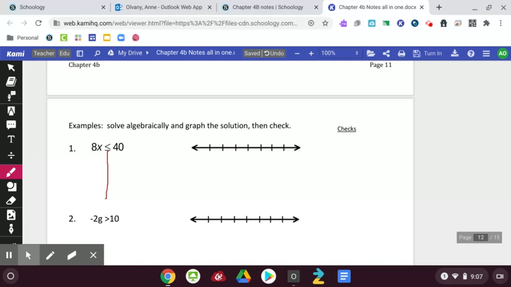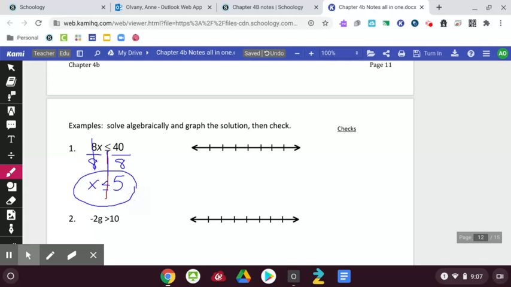X is not alone because it's being multiplied by 8. The opposite of multiply is divide. So we're going to divide both sides by 8 so that we have 1x left here. We don't have an equal sign, so we have to remember to bring down our less than or equal to sign, and 40 divided by 8 is 5.